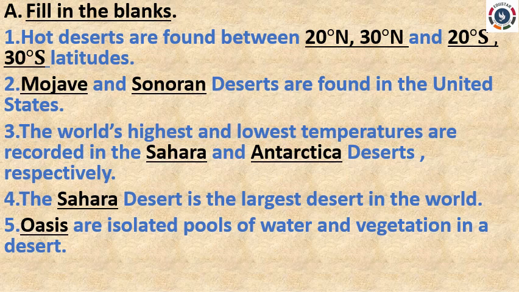Number 3, the world's highest and lowest temperatures are recorded in the dash and dash deserts respectively. Answer is Sahara and Antarctica. Number 4, the dash is the largest desert in the world. The answer is Sahara Desert. Number 5, dash or isolated pools of water and vegetation in a desert. The answer is oasis.